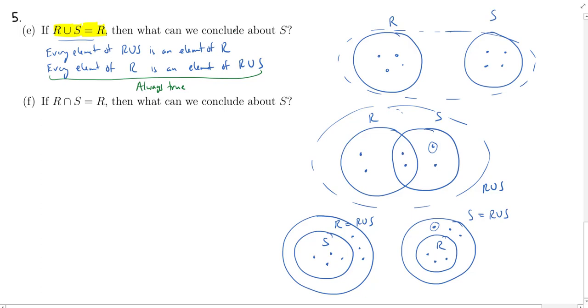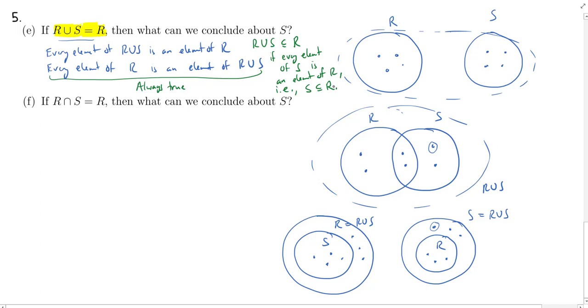So if we were going to write this down precisely, we could already say, well, every element of R is an element of R union S. And we know that R union S is a subset of R if every element of S is an element of R. I.e., this is the condition, right? We need something to conclude about S, i.e., S is a subset of R.